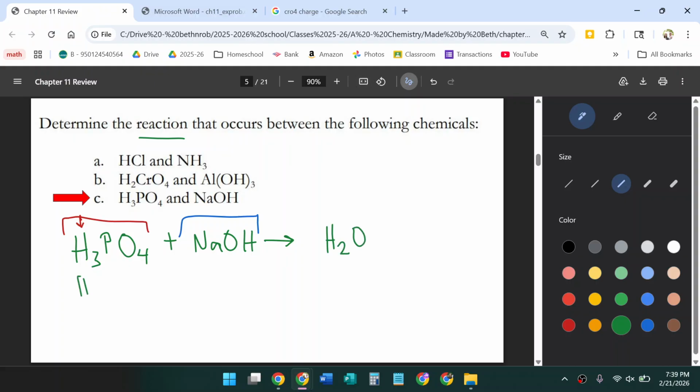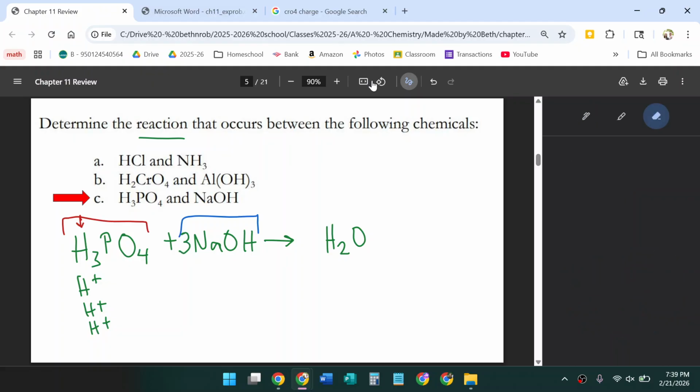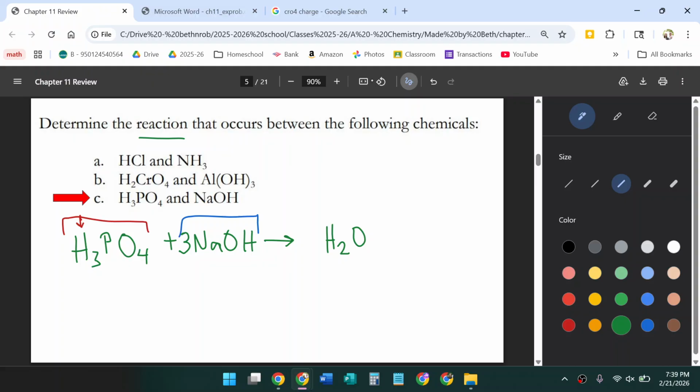But we have this little H plus, it's like we have 3 of them, all 3 of these want to move to be with this one OH, which means we need 3 of that so that we have enough OHs to receive them. Kind of like the last one, but a little less tricky because we just have to add a coefficient in front of there. And then what are we missing?